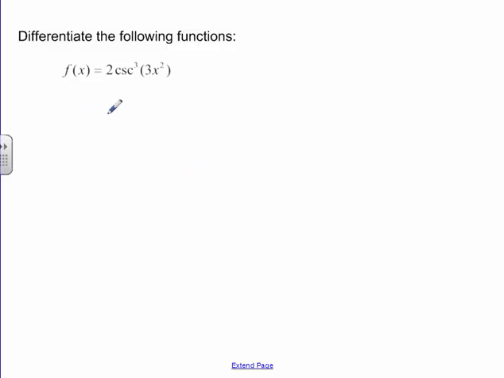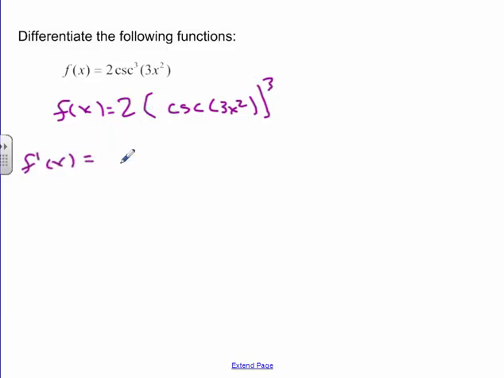Maybe the best way of writing this is let's rearrange it first and call it 2. Then it's cosecant of 3x squared. And then all of that's to the power of 3. So we're going to need multiple chain rules happening here. All right, so to find the derivative.